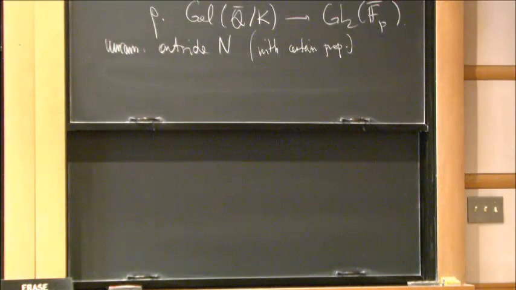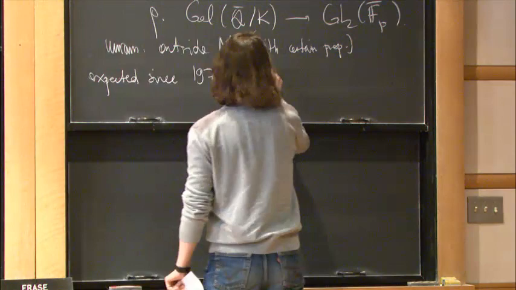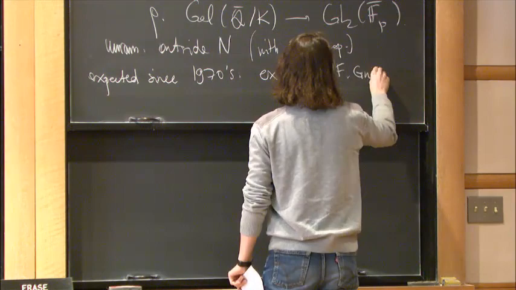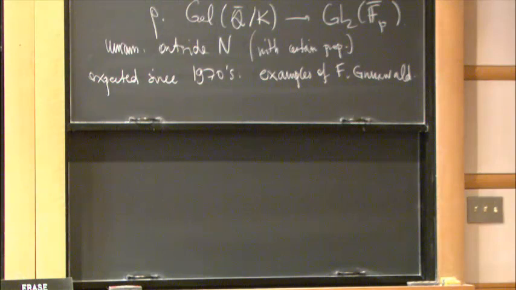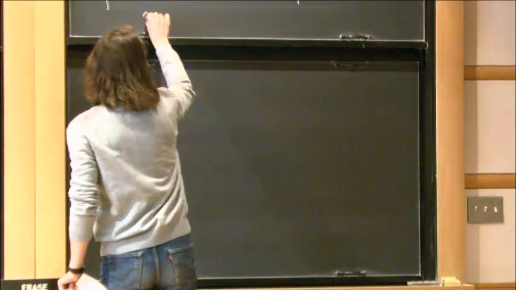So that such a result could be true was expected since, I guess, the 1970s. So there were examples of Fritz Grunewald, which somehow gave numerical evidence that if there is such a torsion class in the homology, then there is some Galois representation which seems to be attached to it in some sense. And I guess a precise conjecture.